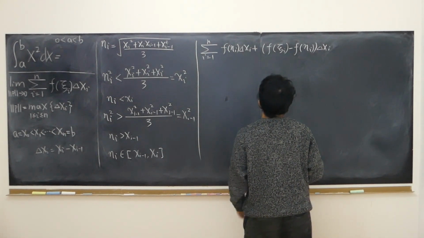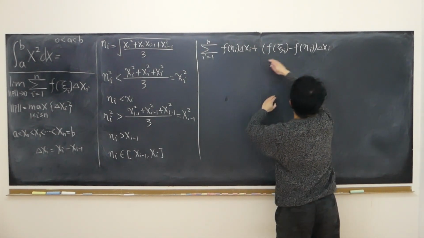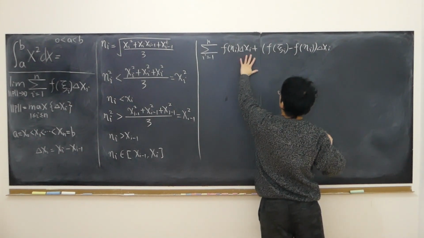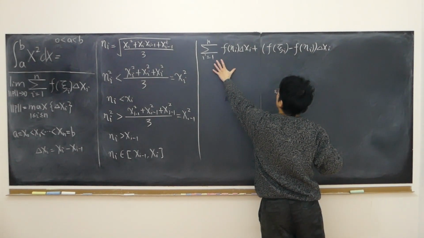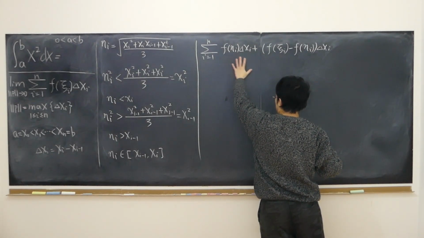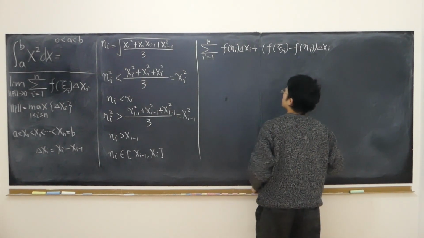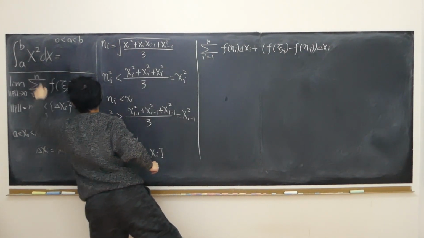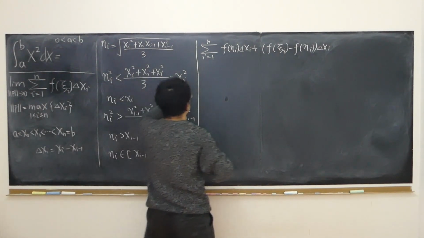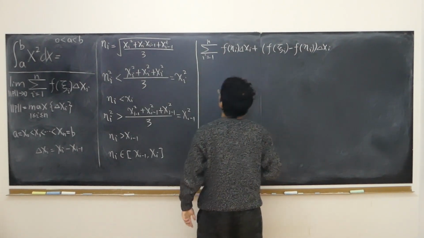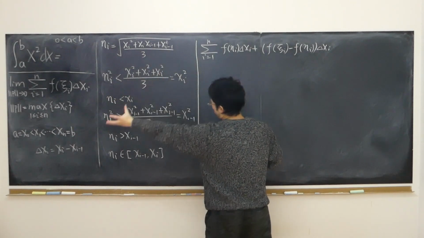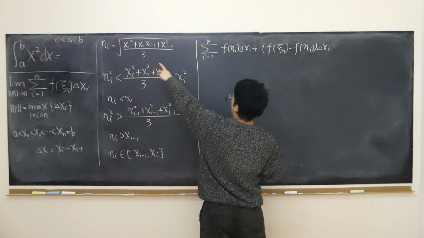Later I'm going to estimate this sum, show that it is actually approaching 0. So regarding this sum, what does that equal to? Remember, f is x squared. I'm going to replace x with eta i. Eta i is this, so eta i squared, the square root is gone.